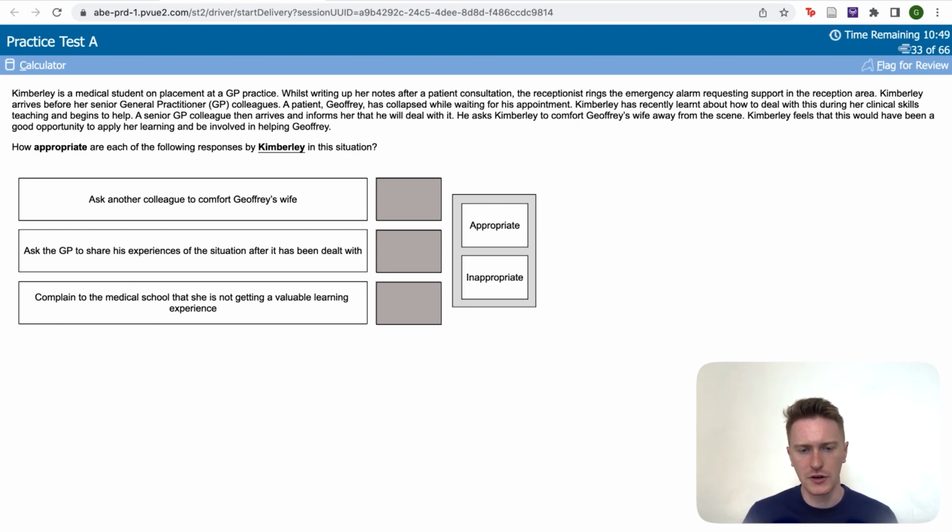Okay, Kimberly is a med student, not a GP. She's writing up her notes. Okay, we better speed up a bit as well. So I was trying to stop talking so much.